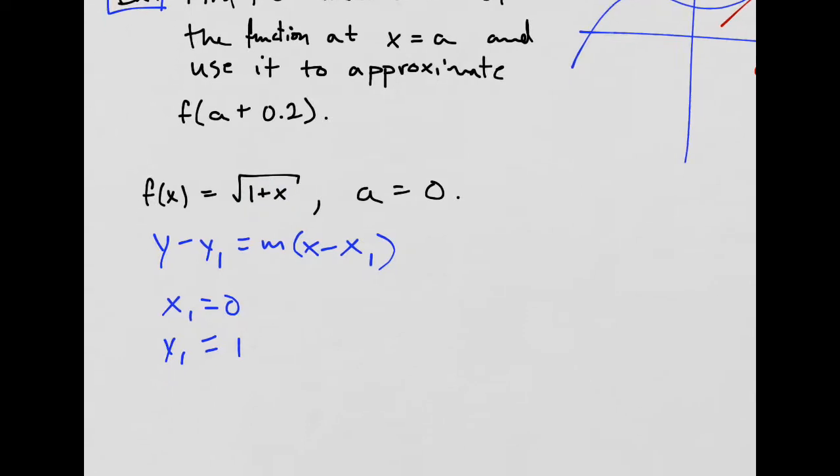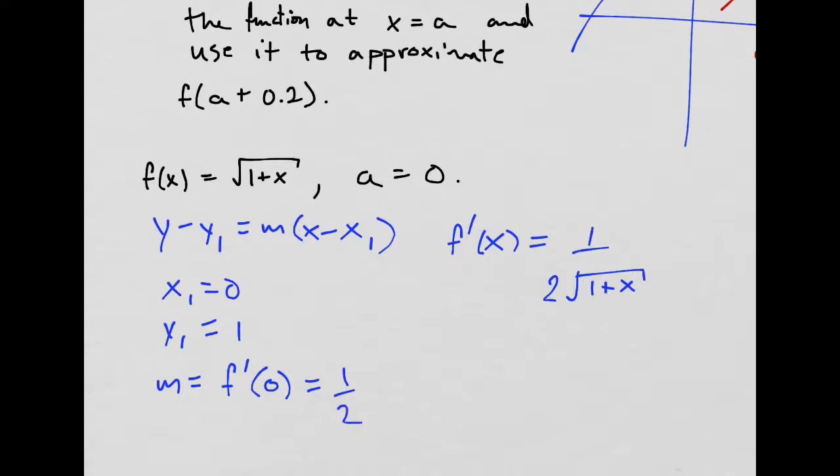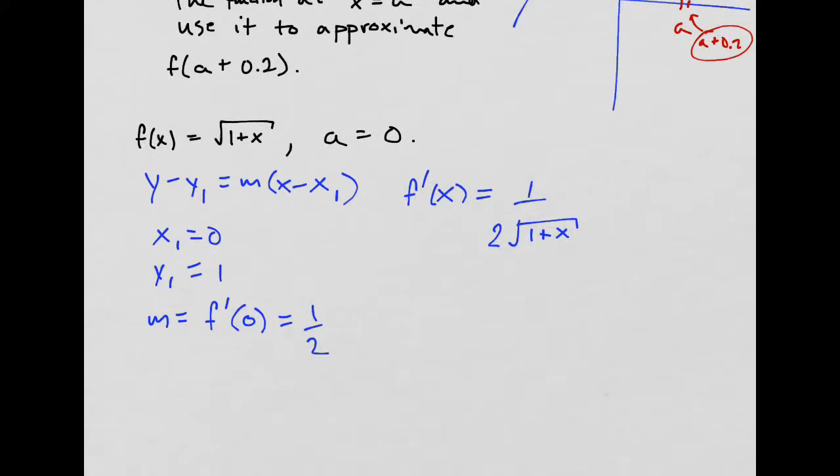And then m, how do I find m? Take the derivative. So that would be f prime of 0, right? So I need to find the derivative. F prime of x equals 1 over 2 root 1 plus x times 1, yeah? So if I plug in 0, I just get 1/2. So far, so good. So my tangent line equation, I'm going to write in red, that will be y minus 1 equals 1/2 x. Yes?